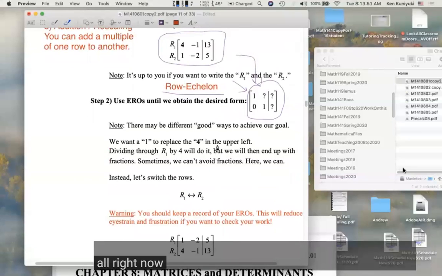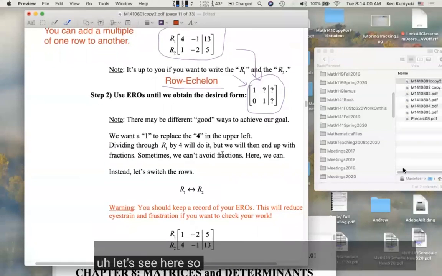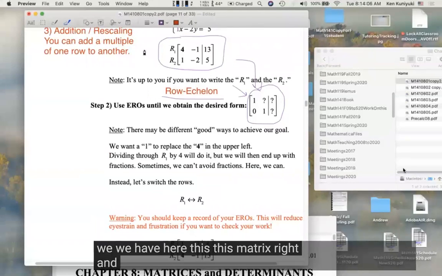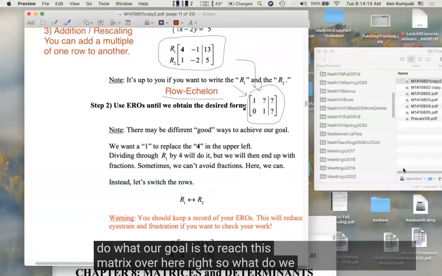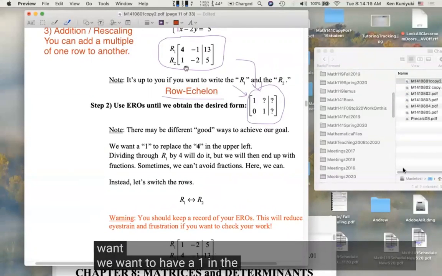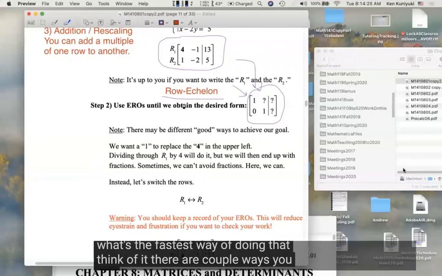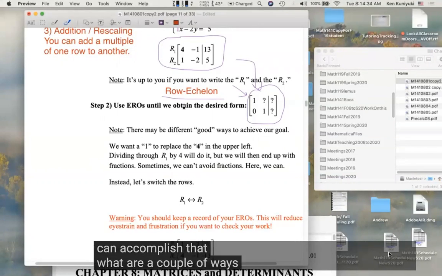All right. Now, let's see here. So we have here this matrix, right? And we are going to do what? Our goal is to reach this matrix over here, right? So what do we want? We want to have a 1 in the upper left entry. Now, what's the fastest way of doing that? Think of it. There are a couple ways you can accomplish that. So what are a couple of ways of accomplishing that?